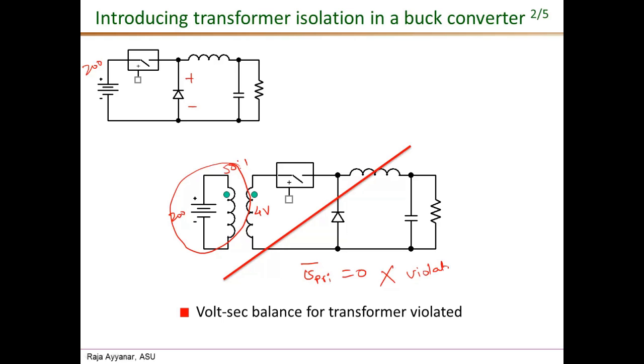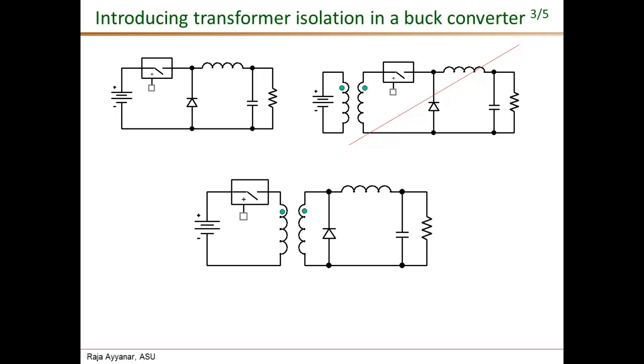It is not equal to 0 in this case. Okay, so we saw that going from this buck converter to this version by putting a transformer here is not a valid circuit because we ended up applying the full DC voltage across the primary.